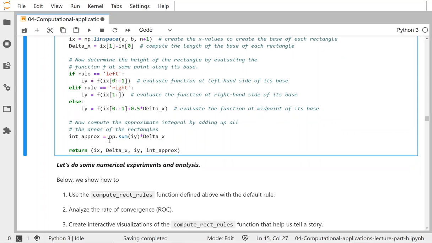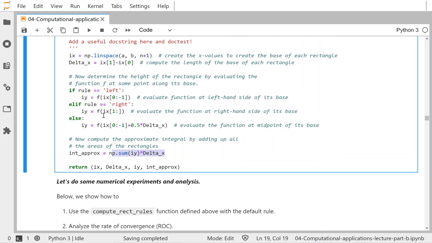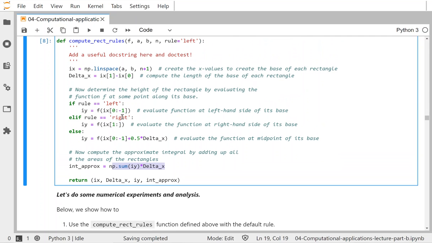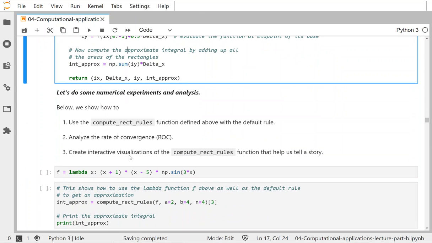Well, there's one more part, which is I then use the sum function to sum up all of the heights times the width. So this is then a simple way to compute all of the areas of each rectangle and add them up in one line of code. So it's not that complex of a function, but it does create 3 different types of approximations that you can choose using this rule of an integral. So we've run that.